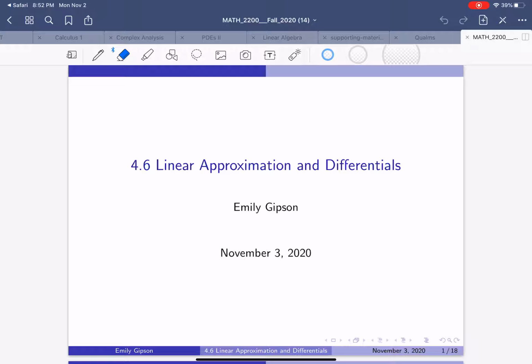Good evening. Today we're going to talk about section 4.6, linear approximation and differentials. The entire concept of this is that we can approximate any function we like with a line, and not only a line, but a line tangent to our function at a point.